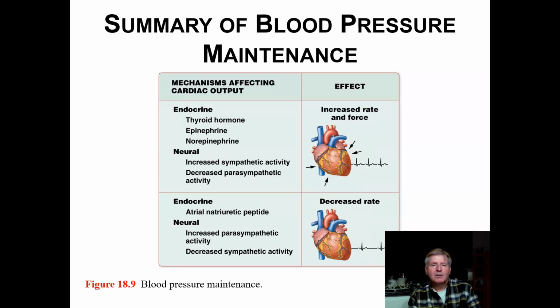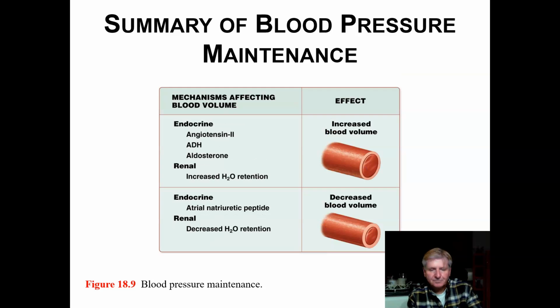And then you have your cardiac output mechanisms. Endocrine will be thyroid hormone, epi and norepi. And your neural would be increased sympathetic activity or decreased parasympathetic. Those in effect increase rate and force of contraction. And then your endocrine system is ANP hormone, and your neural mechanisms are decreased sympathetic activity but increased parasympathetic activity, which will in turn decrease the heart rate. They say the heart rate is reduced 25 beats per minute, mainly by the parasympathetic activity from the vagus nerve.